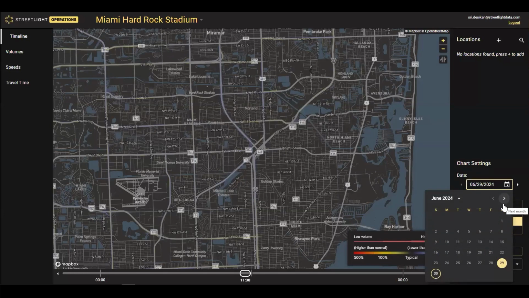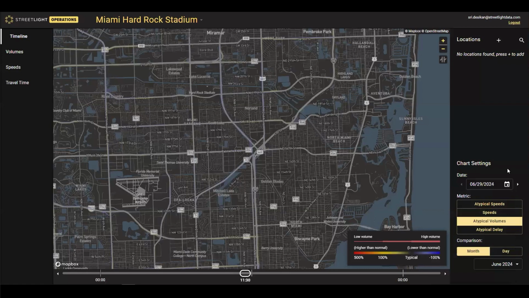This is where StreetLight's Traffic Monitor is valuable for your organization. With this solution, you can view your network in real time alongside historical data to prepare and have an effective event plan. Let's take a look at June 29th, which was the previous Copa Cup game that happened at the same venue with a similar start time.